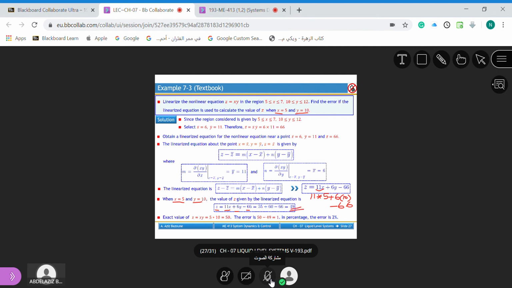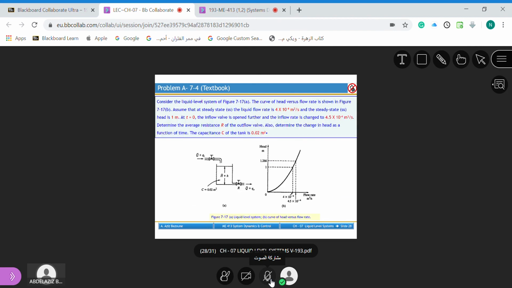Now, if we compare the non-linear value, z is equal to x times y, it will give you 5 times 10, 50. The linearized value is 49. The non-linear value is 50. What's the difference, or what is the error? The error will be 50 minus 49. In percentage, it will be 50 minus 49 over 50. It will give you 2%, which is good when we linearize the equation. This is an example of a nonlinear equation or system. When we linearize it, we got a 2% error.